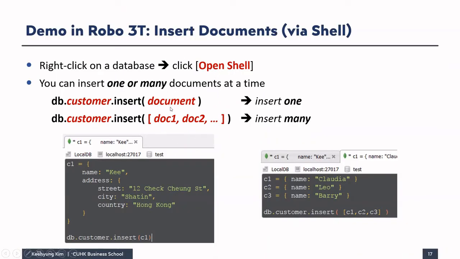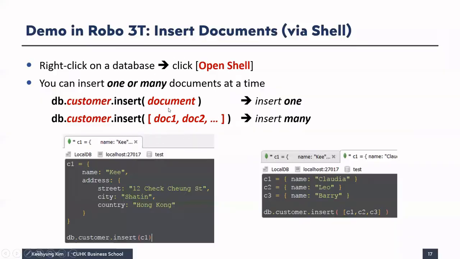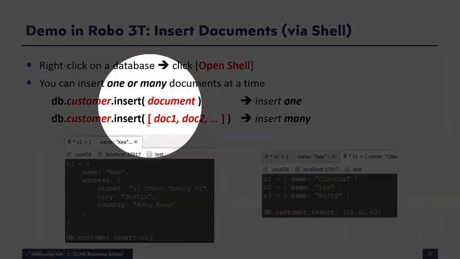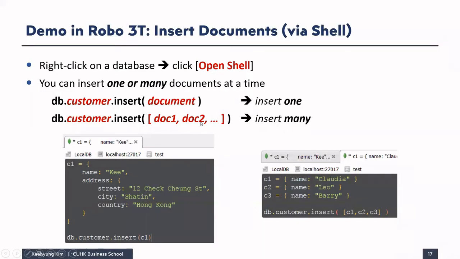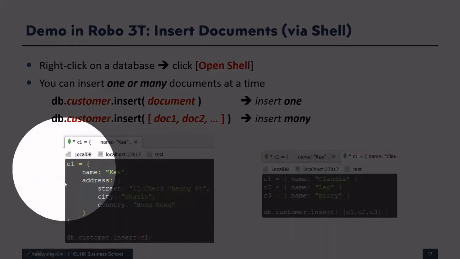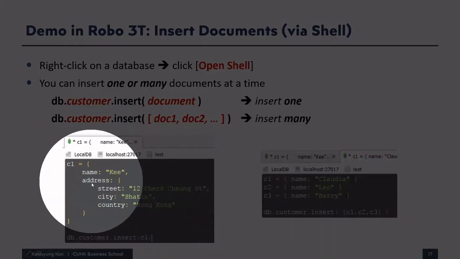So if you just want to add one document by using this code, you can simply specify the document here. If you want to add multiple documents, you can use the same function, but you can specify a list of documents here. Then you can add multiple documents at once. So we can also try this. Let's try this. So on the left side, there's this code.